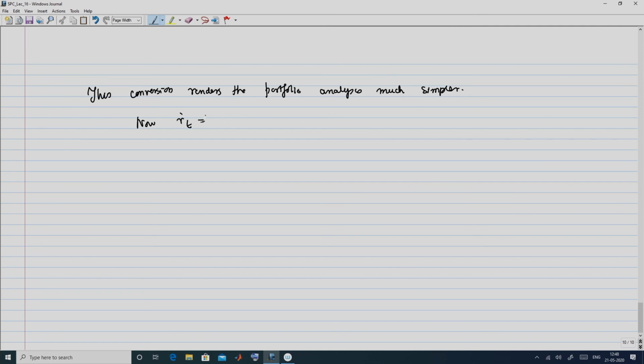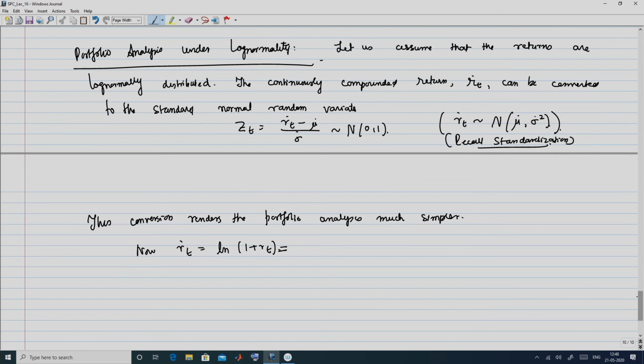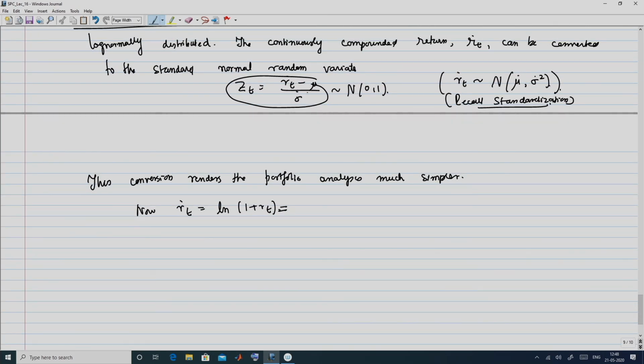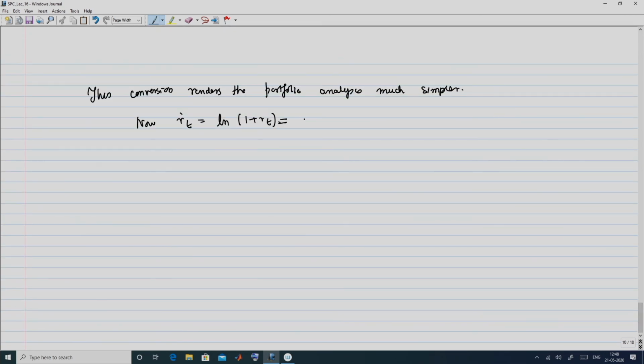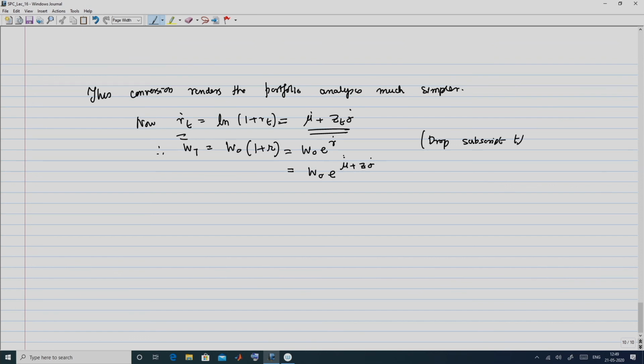Now, we come back to r t dot, which is ln of 1 plus r t, that is the natural log of 1 plus r t, and remember from here our r t dot can be written in terms of mu dot and sigma dot. So, r t dot is going to be mu dot plus z t sigma dot, and so W t, dropping the subscript t, is equal to W naught into 1 plus R, where R is the holding period return. This is equal to W naught into e raised to R dot, the continuously compounded return, and from here W is equal to W naught e raised to mu dot plus z sigma dot.